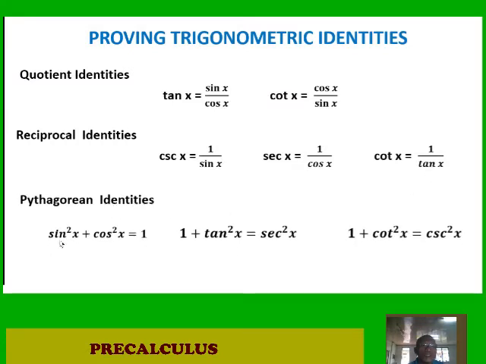Pythagorean identities. This is derived from the right triangle. Sine squared x plus cosine squared x is equal to 1. 1 plus tangent squared x is equal to secant squared x. And the third Pythagorean identity.